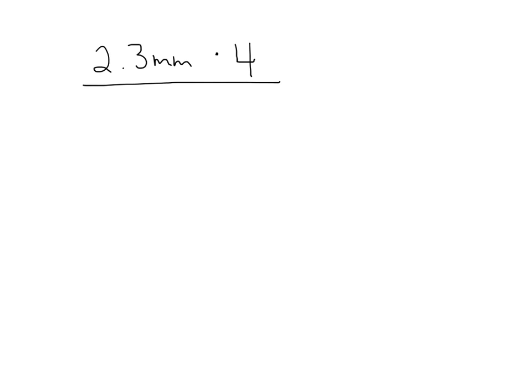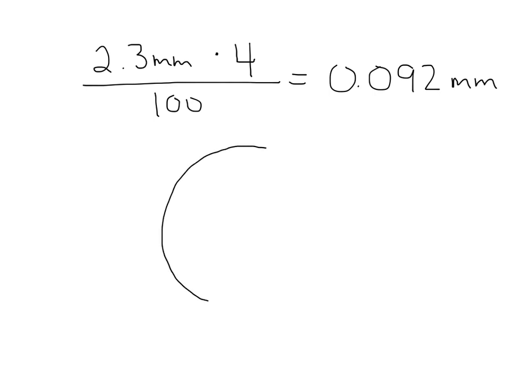So let's say I want to know what the diameter of the field of view is for the high power objective lens. And if we look on the side of the lens, that's actually 100x, or it multiplies 100 times. So we'll put 100 here. And if I do the math, I should get 0.092 millimeters.